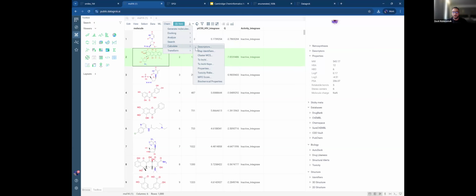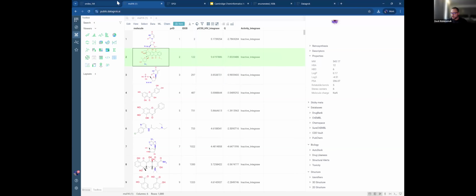We can calculate a bunch of stuff, like, again, as I mentioned, descriptors, identifiers, clustering, MCS for the molecules, translate them to different notations like InChI, and calculate other properties, toxicity risks, MPO scores, biochemical properties. We can transform these molecules in any way, shape, or form, like converting notations from SMILES to mole blocks, to different versions of mole blocks, to SMARTS. The platform understands anything, and we can run different sorts of chemical reactions on them as well. But first, I'm going to start with some of the searching, and then I'm going to go into the analysis part.